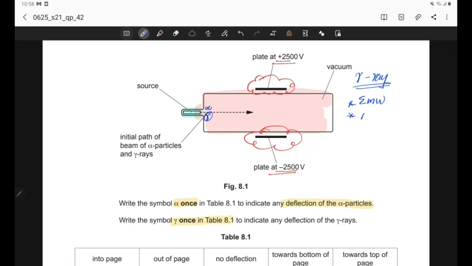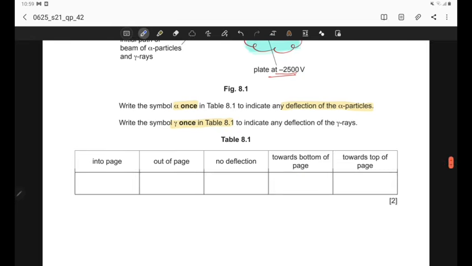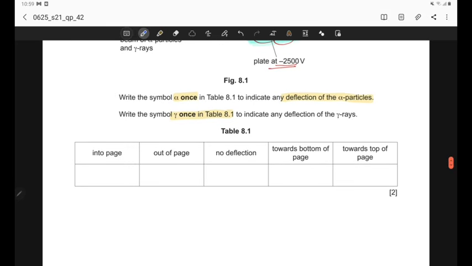It has no charge. Since gamma has no charge, it won't be deviated by these electrically charged plates. It doesn't matter that there is a positively charged plate at the top and a negatively charged plate at the bottom. As a gamma ray is simply an electromagnetic wave, it has no charge, so there won't be any deviation. Therefore, in the table, under no deflection, we can write gamma.